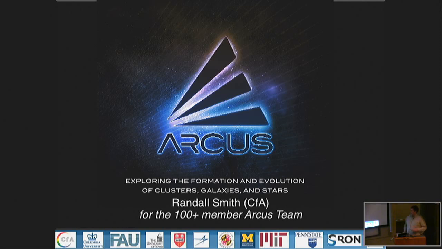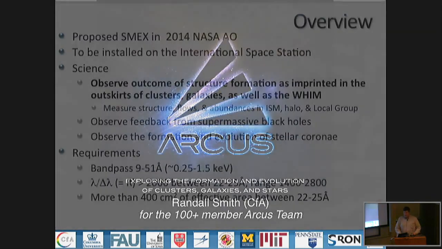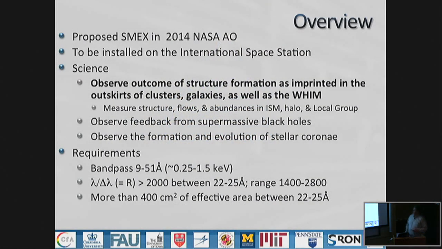And you can see it's a large team of organizations and people. It was led here out of CFA, but involves a large number of teams internationally. So here's the basic facts. It's proposed in the 2014 NASA AO, went in on December 18th. I went to sleep and then woke up again sometime in January at that point.